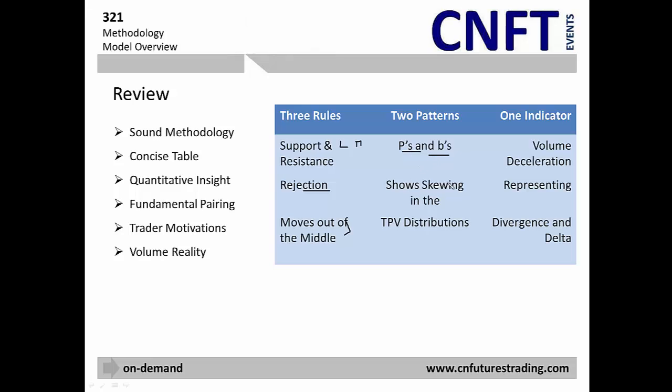Our 2 patterns, P's and B's, show the skewing within the distributions, our time, price, volume. More volume to the buy side, more trades being done on upticks, favors higher prices. More trades done on downticks favors lower prices. And then our one indicator is volume deceleration. So if the market is in a B and it trades up, tests resistance, and we get a square or a diamond out of our software, that's deceleration. We take the short to try to get trade location close to the top of the B to retest that low. And the combination of these 3 things shows the divergence in the delta of the buying and selling, which really, really helps and can aid your trading.